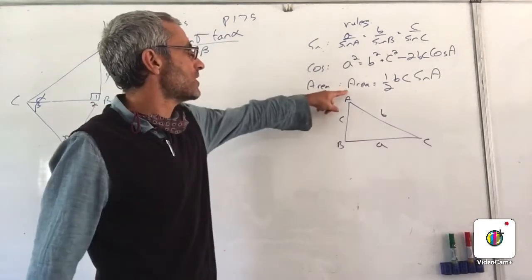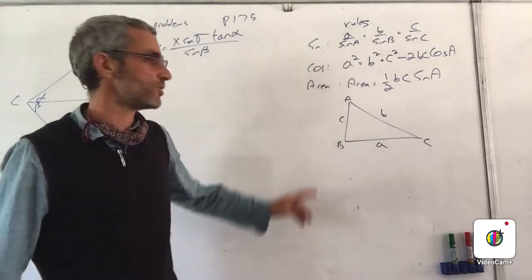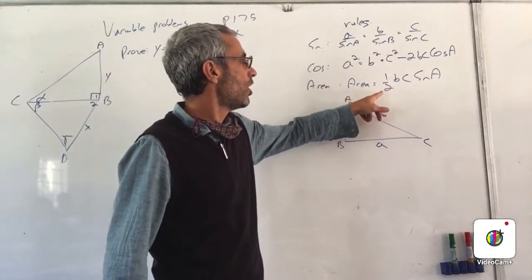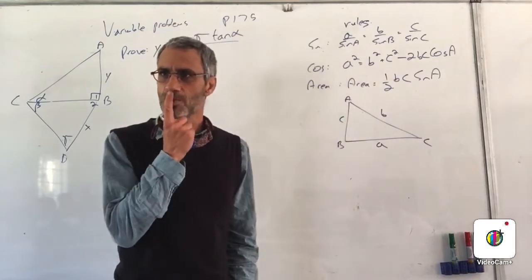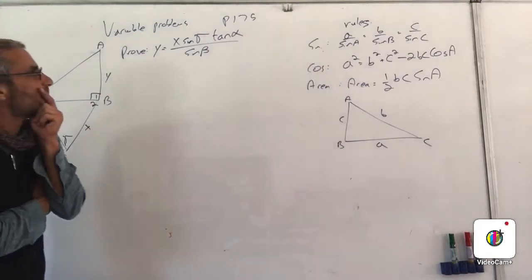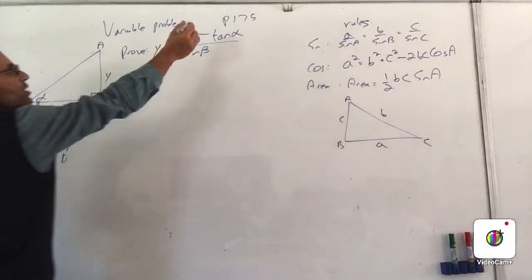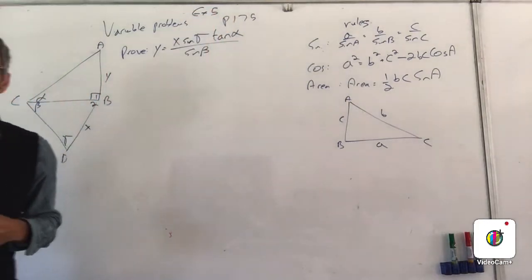And lastly, the area rule, as I told you, this is going to be very useful for us next year in geometry. Half times b times c times sine A, which is the angle in between. Okay. So now this exercise is a bit similar to exercise 3. We're on page 175, it's leading to exercise 5. And it's similar to exercise 4.